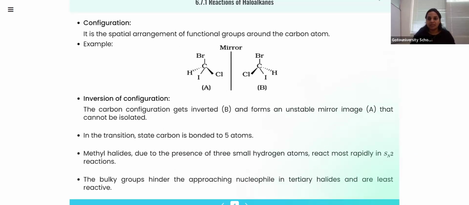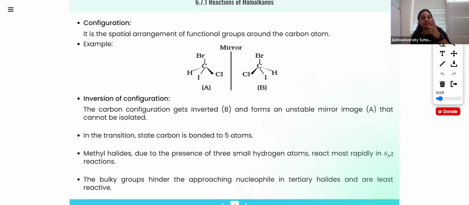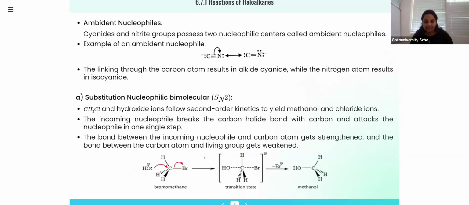Now see, this is the configuration as I said before. Here the compound is having inverted configuration because the group is not able to attack through the front side. Okay, so regarding the bulky groups, methyl halides, due to the presence of three small hydrogens, react more rapidly in SN2 reaction. So here the bond breaking and bond formation takes place in a single step.